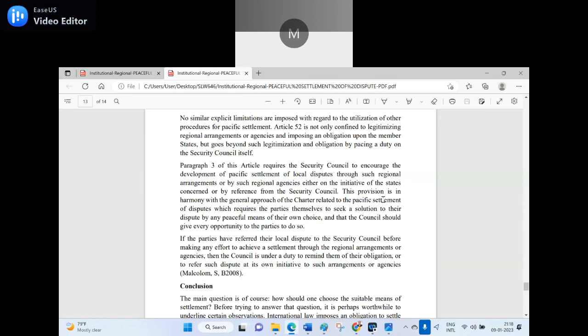You can adopt any method, but try to resolve the issues in an amicable way, so that the matter should not reach the Security Council for interference. Is it clear?